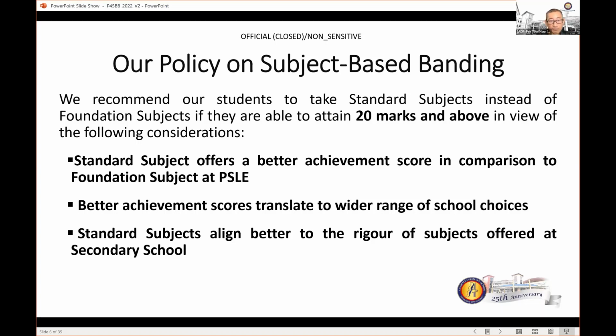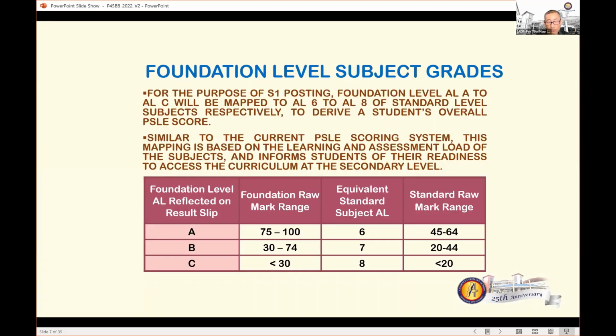All right. This slide is just to show you about the conversion. So you'll find that when a child is taking foundation, the best score that the child can get is 6. So you look at that. Now 8 is actually a failure grade. So even for standard subject or foundation subject, we will tell our students that you need to aim for at least 7. Okay, and these are the mark range. And for the child taking the foundation subject, you'll find that even if the child scores 100 marks for the foundation subject, the child's AL score will just remain as 6.